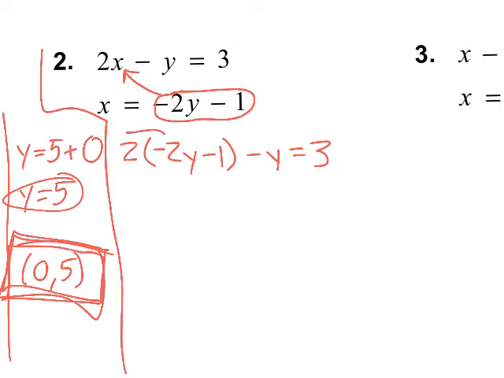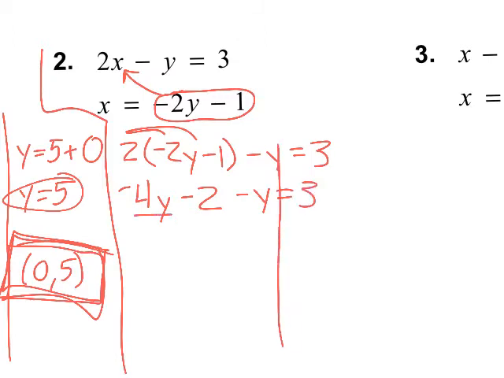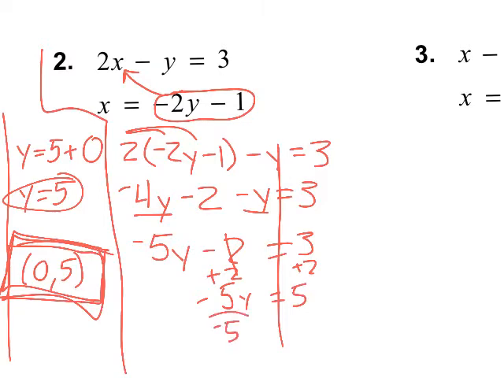So I distribute the 2 in. So I have negative 4y minus 2. Bring down your minus y, bring down your equals 3. My y's are both on the same side, so I'm just going to combine them as I see them. Negative 4y and negative 1 more y makes negative 5y. Bring down my minus 2. Bring down my equals 3. And now I'm just solving. Add 2. Do your opposite operations. Negative 5y equals 5. Divide by negative 5. And y equals, looks like, negative 1.